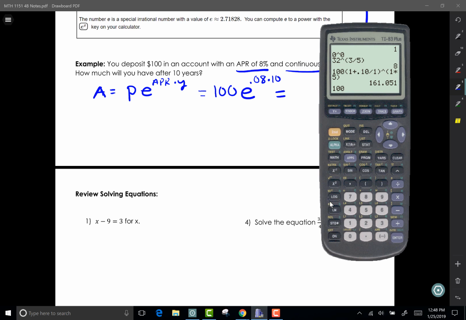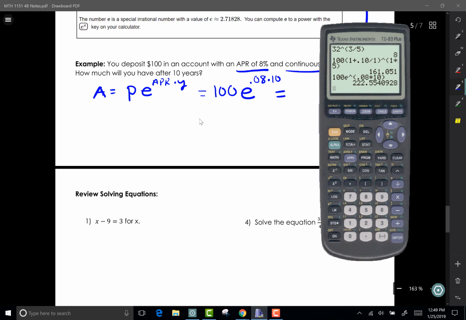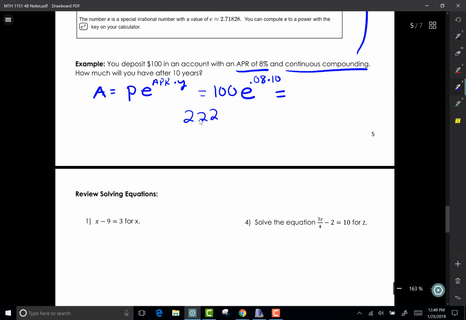So in order to access this, I have to hit my second button first, and then I hit the ln button. And then it says e to the power of, and then I'm going to put in 0.08 times 10. That's my APR times my number of years. I'm going to hit enter, and it will give me my answer, which is $222.55. So this is my accumulated amount, just like before.